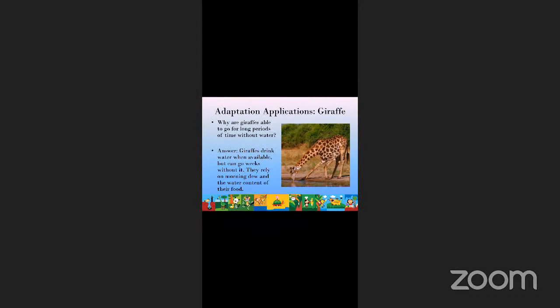Then next is the giraffe. Giraffe can survive for longer periods without water. This is because water may not always be available to the animals. So giraffe will drink the water whenever it is available, and it will survive for weeks without water. Even a little amount of water coming from the dew, the small water droplets in the morning, and also the water content present in the food it is taking, with that little water also it can survive. Okay, so this is the adaptation in giraffe.